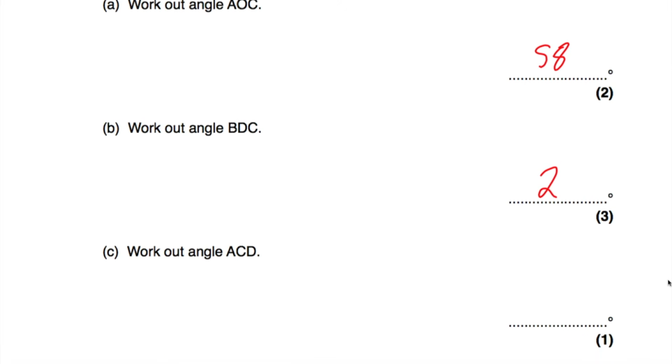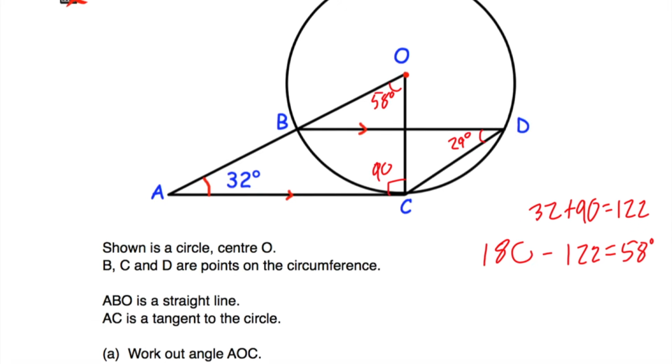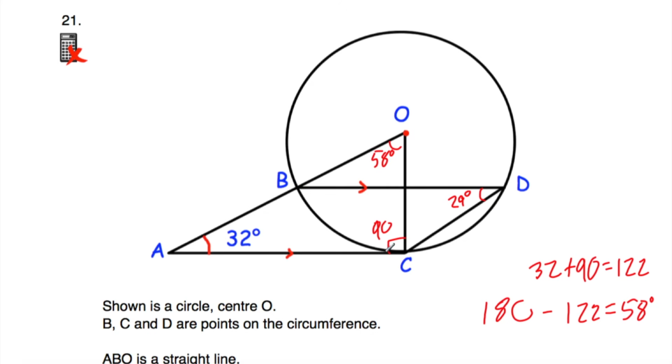Now let's have a look at part C. Part C says work out the size of angle ACD. So ACD. So we want to find the size of this whole angle here. So if this part's 90 degrees, if we can find the size of that angle, then we can add them together to find the size of angle ACD. So let's find the size of this angle.